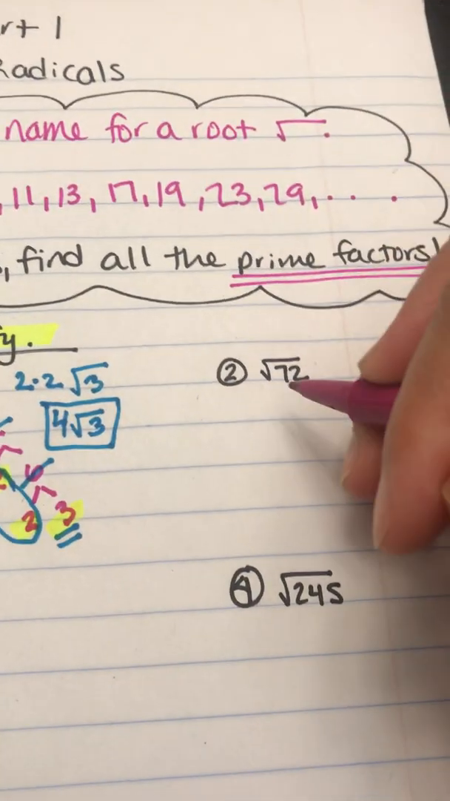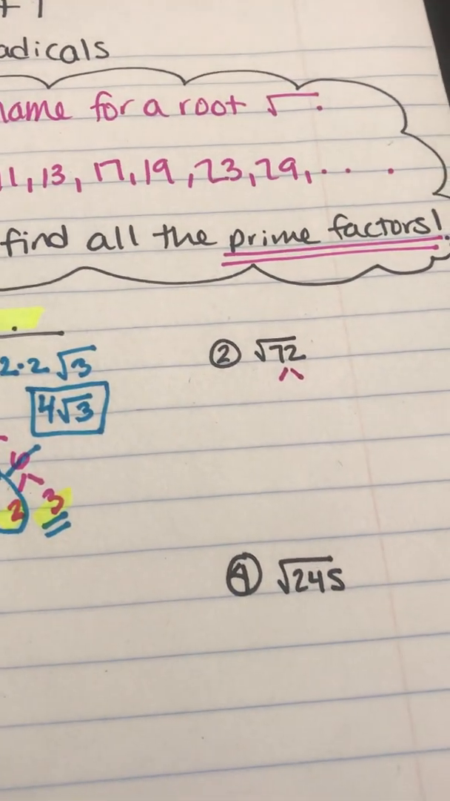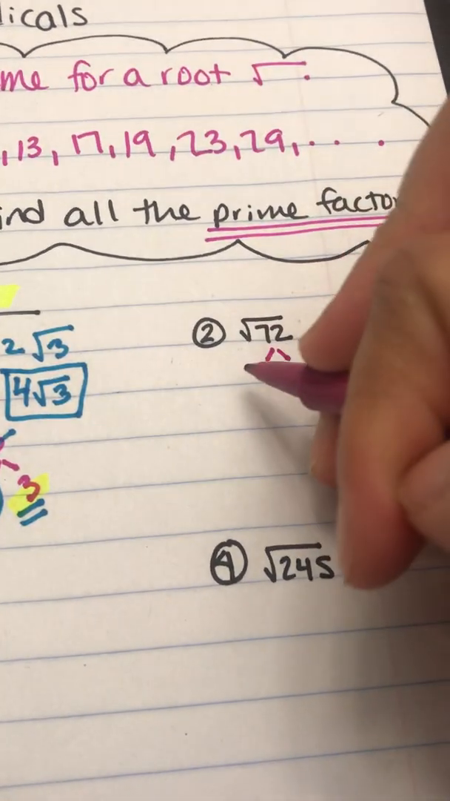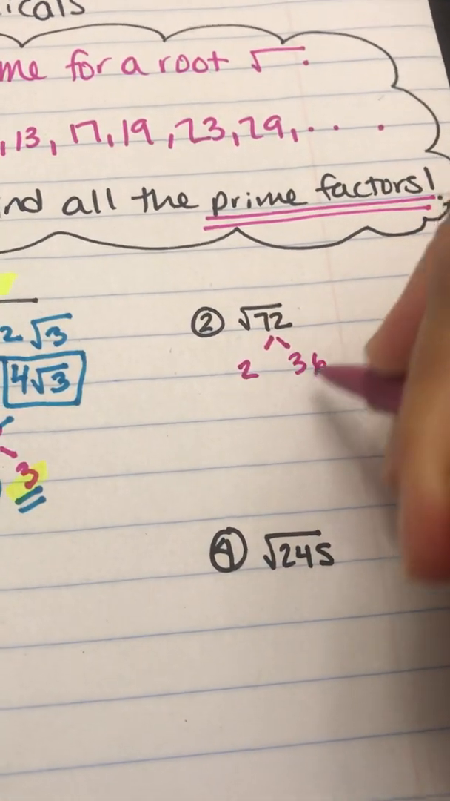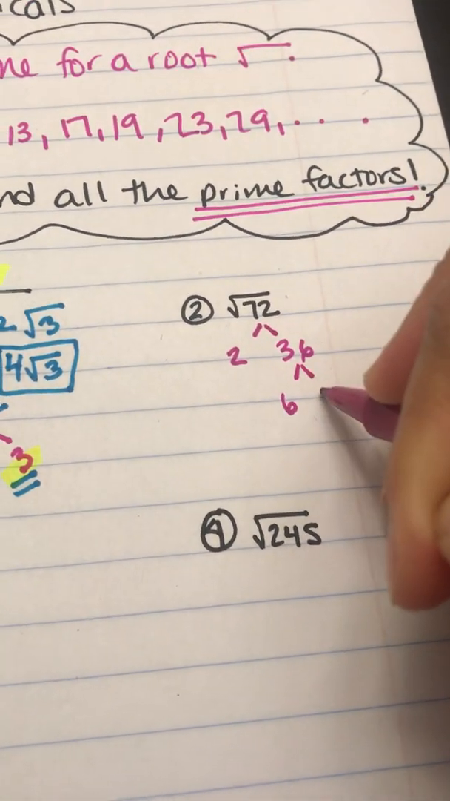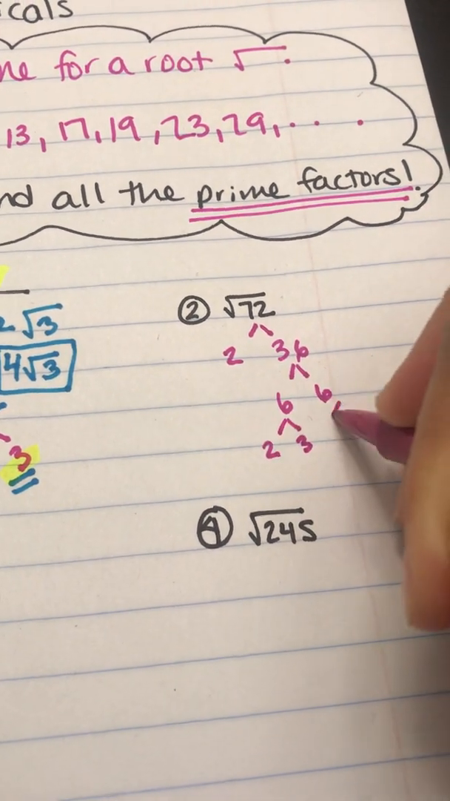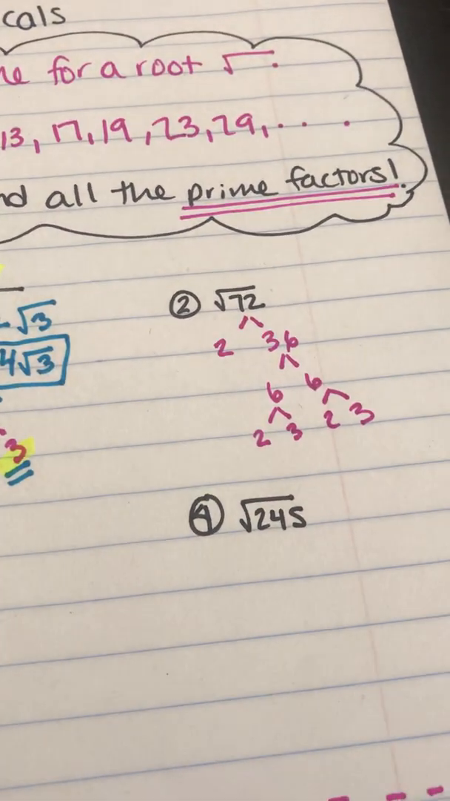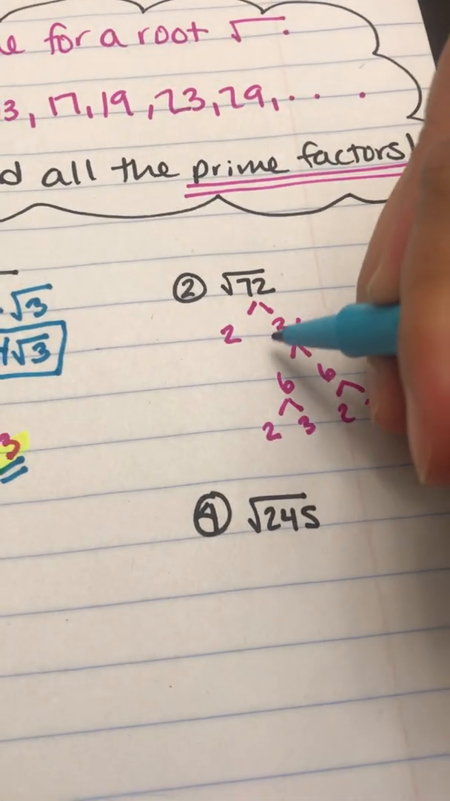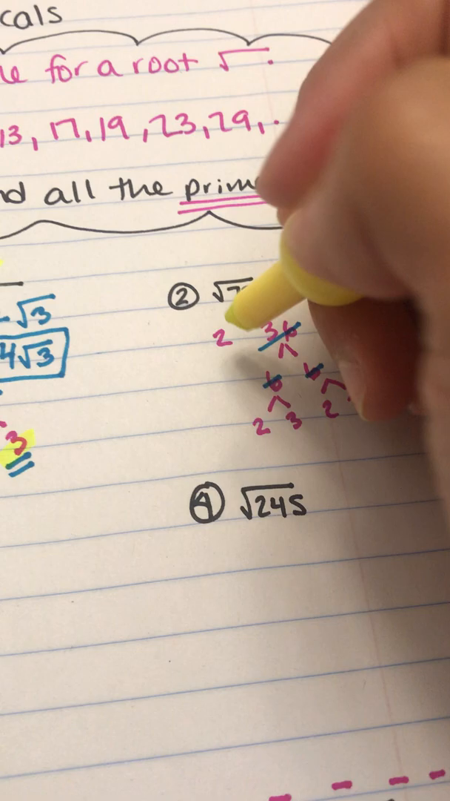Question 2, we're going to do square root of 72. Any two numbers that multiply to get 72 will work. I'm going to do 2 and 36. 2 is already prime. 36 could be 6 times 6, and 6 is 2 and 3. Again, you want to ignore your big numbers. We're only going to use the prime numbers from our tree.